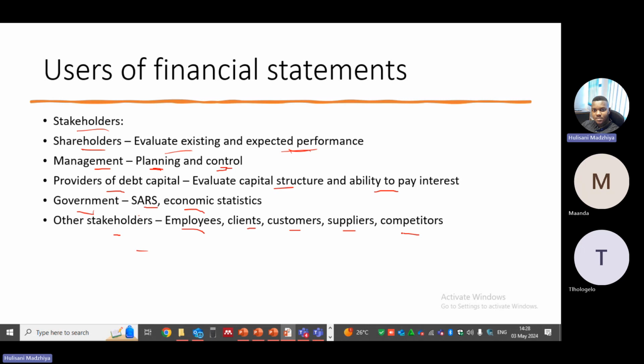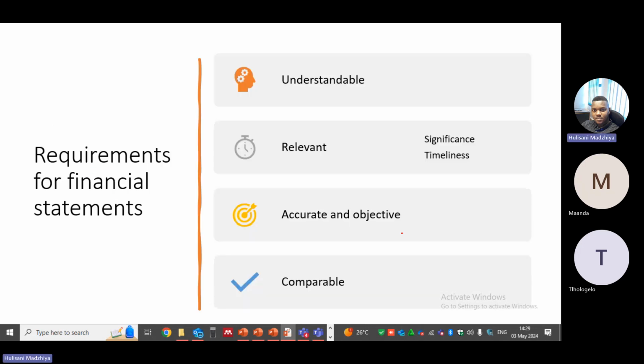So we've got a lot of users of financial statements, but they're not limited to the ones shown here. We still have more users that are not listed here, but these are the most common users of financial statements. So the requirement of preparation of financial statements is that when they are presented, you need to make sure that they are understandable.